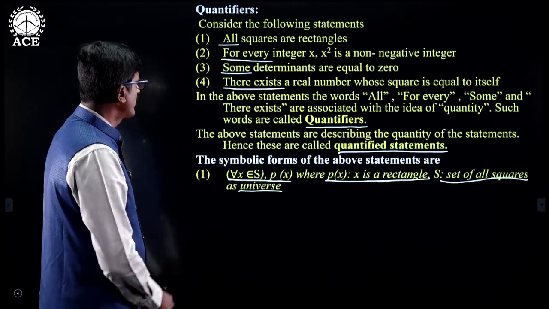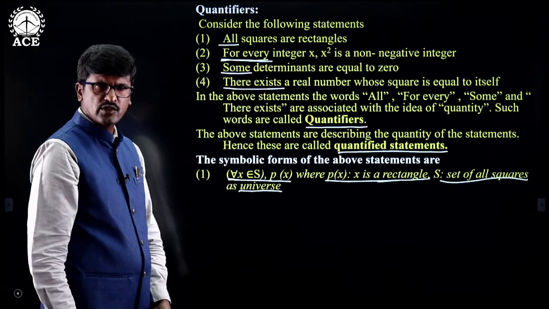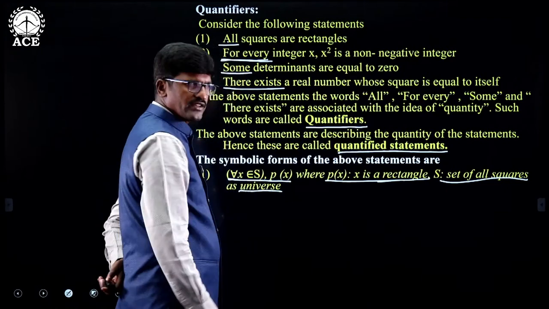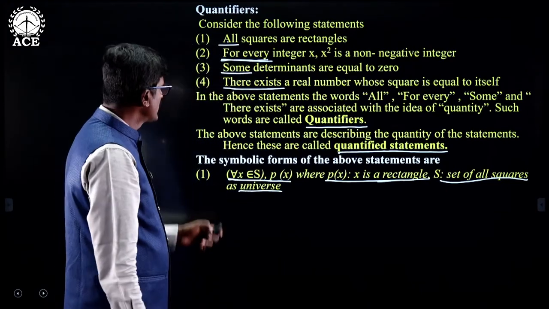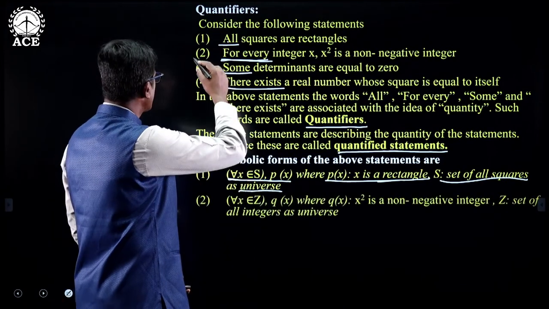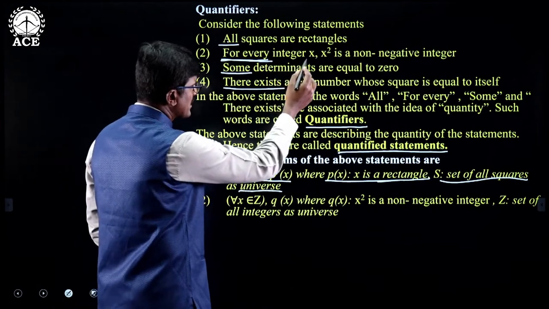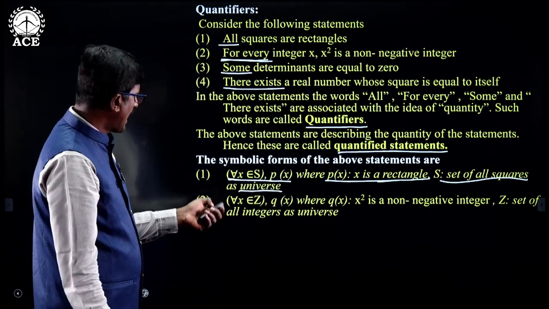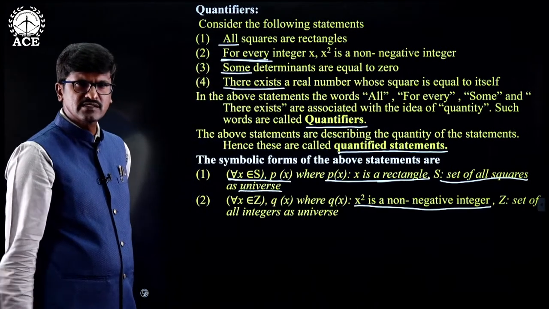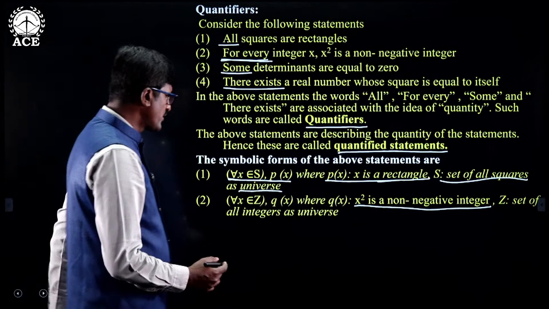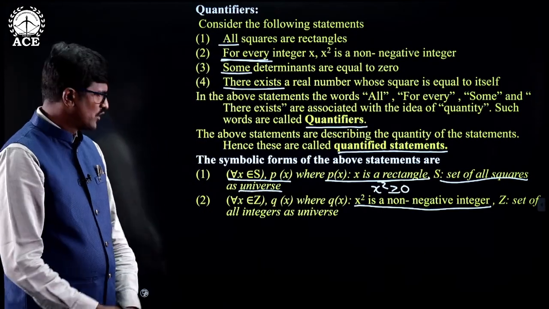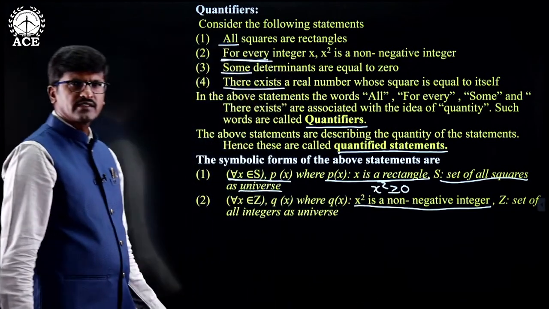Now look at the second one. For every is also a universal quantifier. Therefore, that is a universal quantified statement: for every integer X, X square is a non-negative integer. For every integer means the universe of this second example is the set of all integers. So in the second example there is the universal quantifier and there is the universe, the set of all integers, and the open statement is Q of X: X square is a non-negative integer. Non-negative integer means X square is greater than or equal to 0. So X square is non-negative is nothing but X square is greater than or equal to 0.